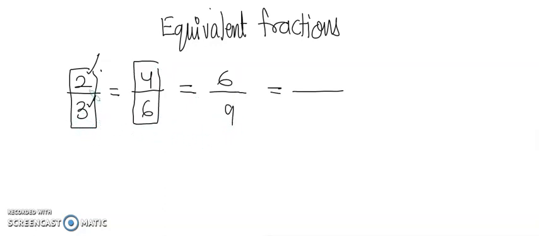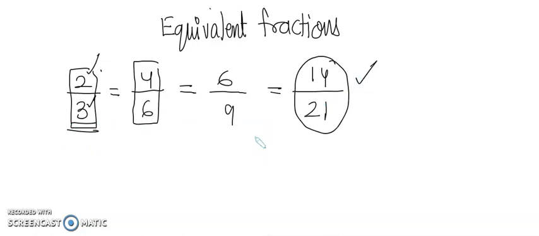You have to be careful to multiply by the same number in the numerator and denominator. In this way you can find an infinite number of equivalent fractions by multiplying by 4, 5, 6 and 7. Can you tell me if I write 14 by 21, is this also an equivalent fraction of 2 by 3? You just have to write in the comment section yes or no. 14 by 21.